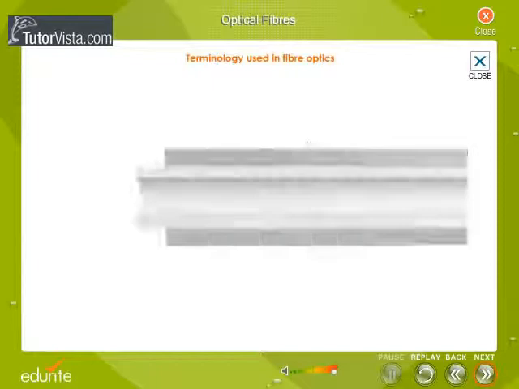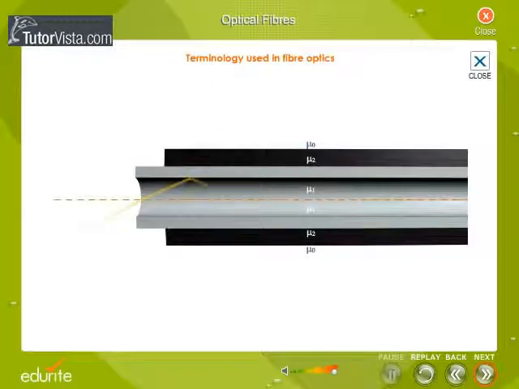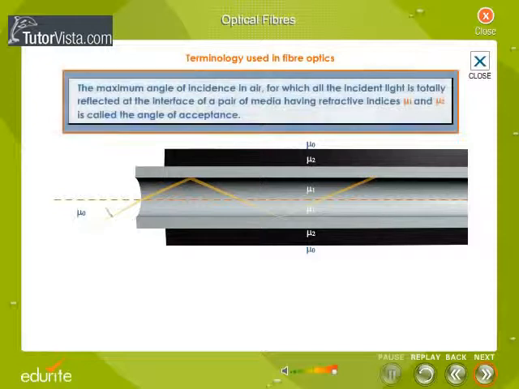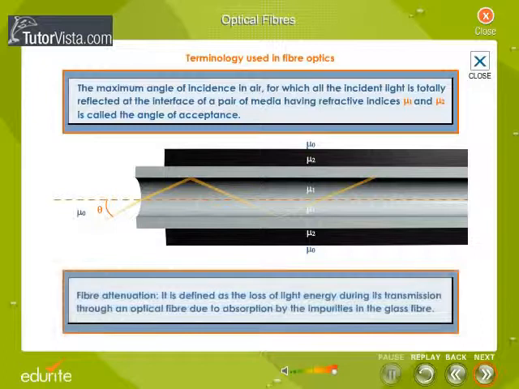Terminology used in fiber optics. Here you can see a ray of light traveling from air of a refractive index μ0 into an optic fiber. The maximum angle of incidence in air, for which all the incident light is totally reflected at the interface of a pair of media having refractive indices μ1 and μ2, is called the angle of acceptance. Fiber attenuation. It is defined as the loss of light energy during its transmission through an optical fiber due to absorption by the impurities in the glass fiber.